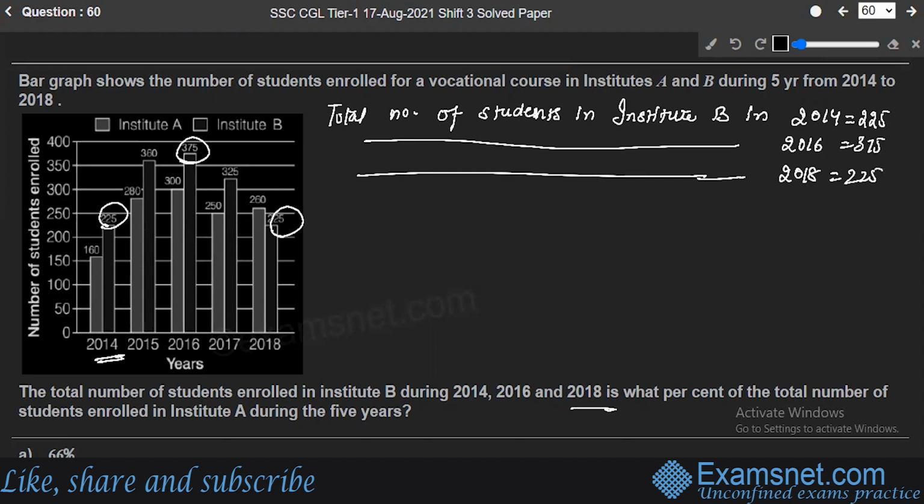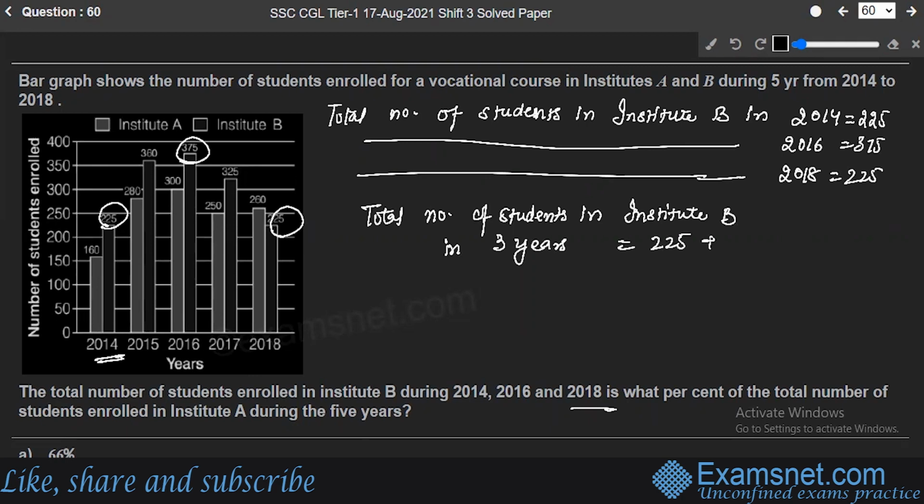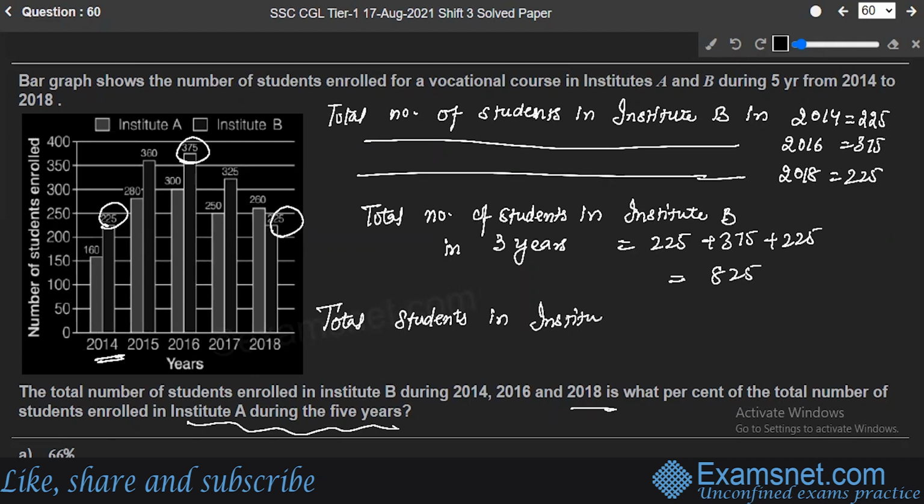Now, the total number of students in Institute B in 3 years is equal to 225 plus 375 plus 225, which is equal to 825. So now, we need the total number of students who enrolled in Institute A for the 5 years. Total students in Institute A in 5 years is equal to, you will add all of them.